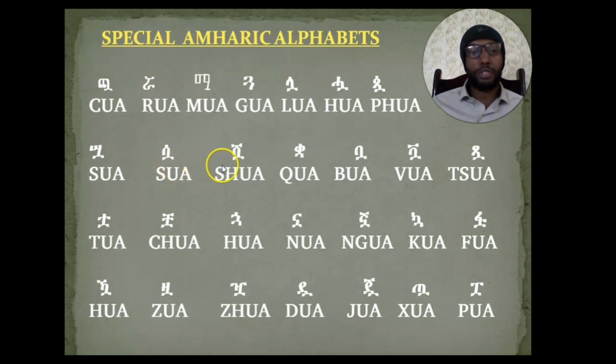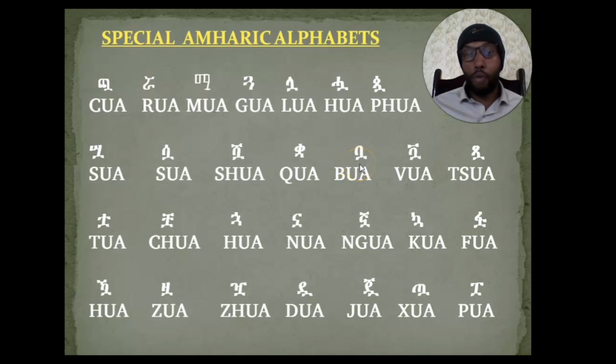Swa. The next special Amharic alphabet, this one is called what? Shwa. And it came from the basic alphabet called what? Sha. Okay, Sha. And this special Amharic alphabet is called what? Kwa. This Kwa comes from the basic alphabet called what? Ka. We have said that from the 34 basic Amharic alphabets, there is an alphabet called Ka. So this special Amharic alphabet called Kwa comes from the basic alphabet Ka. Okay, Ka.